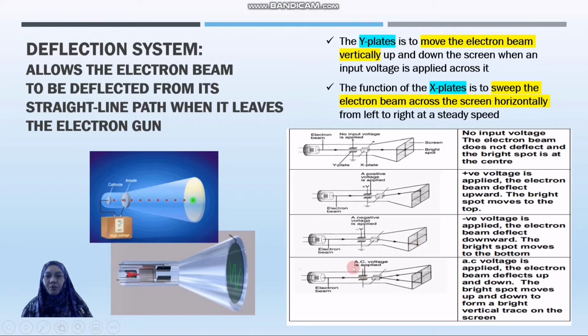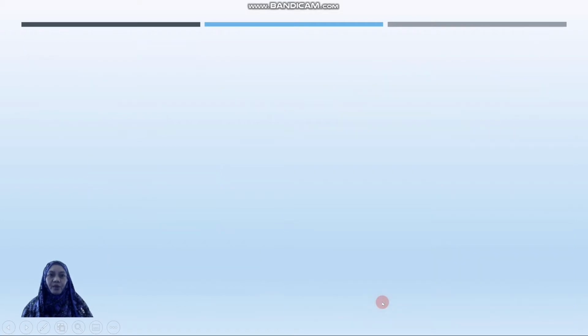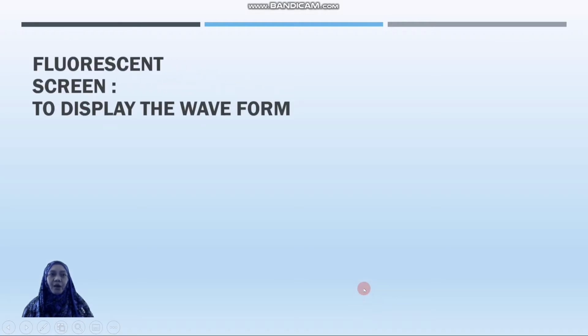And the same thing when we apply an AC voltage to the X plate. So now the electron beam will be deflected horizontally to the left and right. So a horizontal bright trace will appear on the screen. Okay, so I hope with that you are clear how the deflection system works. So now let's go to the third part of the cathode ray tube.